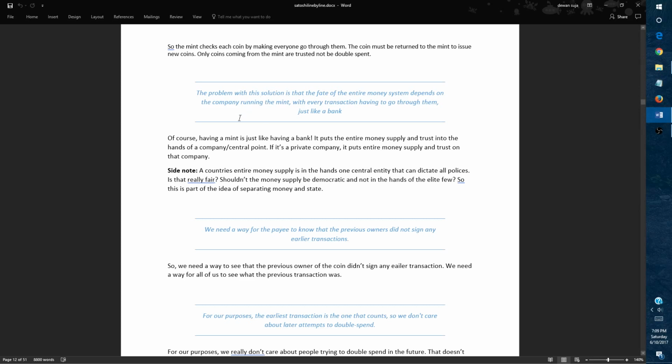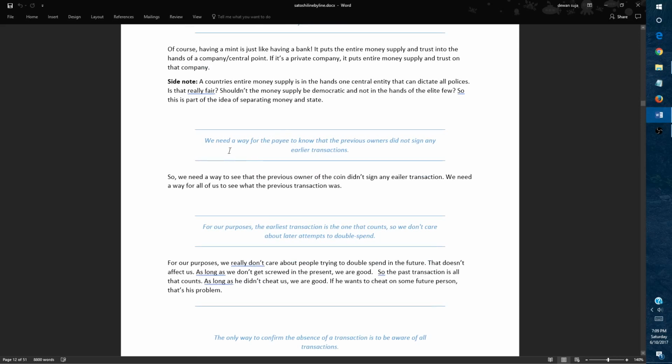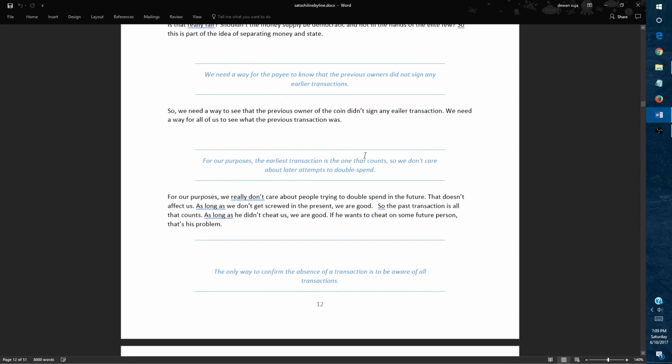All he's saying is, when you introduce a mint, you're just introducing another central third party, a bank in the system, and everything has to go through the bank. So now the next line. We need a way for the payee to know that the previous owners did not sign any earlier transactions. So we need a way to see that the previous owners of the coins didn't sign any earlier transaction. We need a way for all of us to see what the previous transaction was, basically.